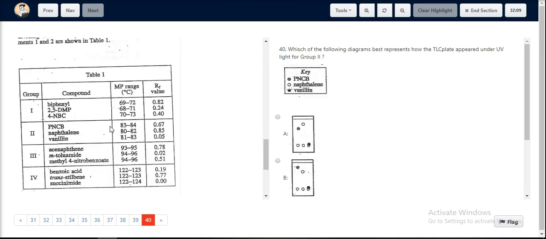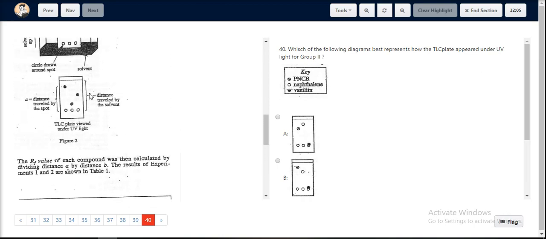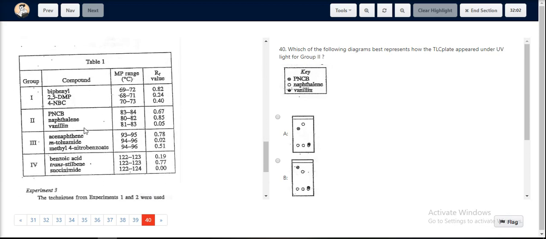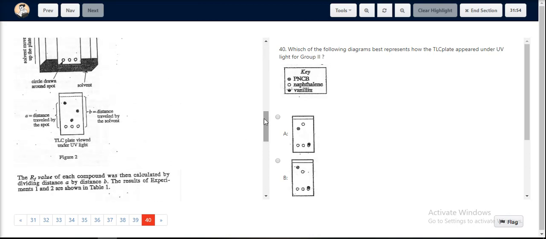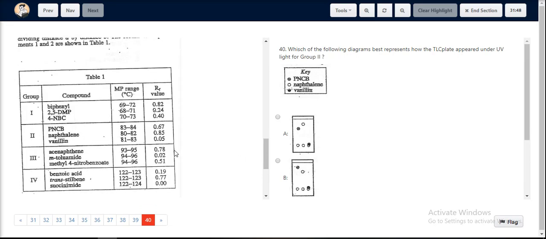The distance traveled by the solvent, which is distance B, will be constant for all the particular compounds in group 2. Hence, the only variable factor would be distance A, which is the distance traveled by the spot. So if you look at table 1, we see that in group 2, the higher the RF value, the relatively greater distance that is traveled by the particular compound.